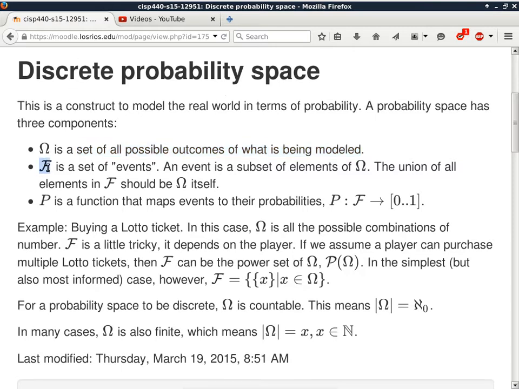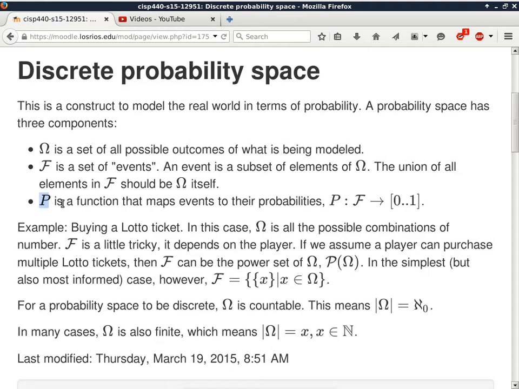And then F is a set of events, and in this particular case, an event, which is an element in F, is a subset of elements in omega. That means it can be an empty set as well, because an empty set is a subset of any set. It can be the entire omega. So each element itself is a subset. In some cases, F can be a power set of omega, because a power set is the set of all possible subsets of a particular set.